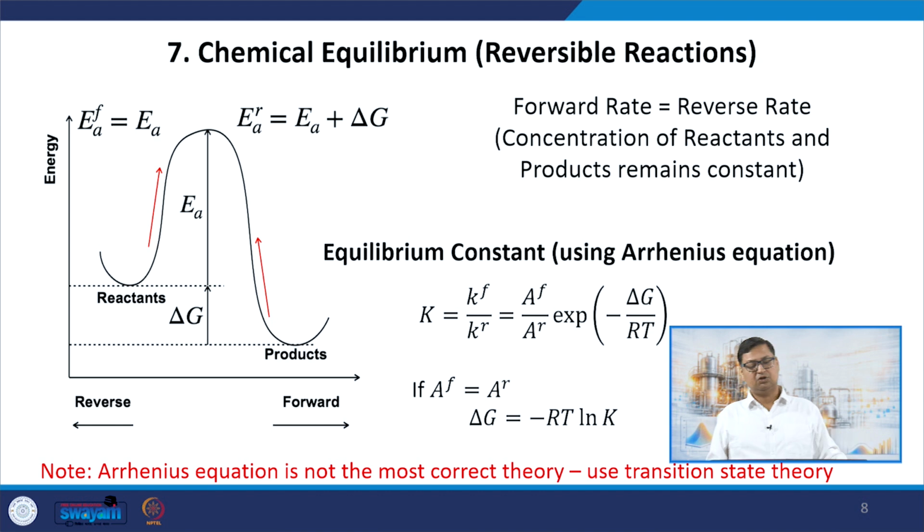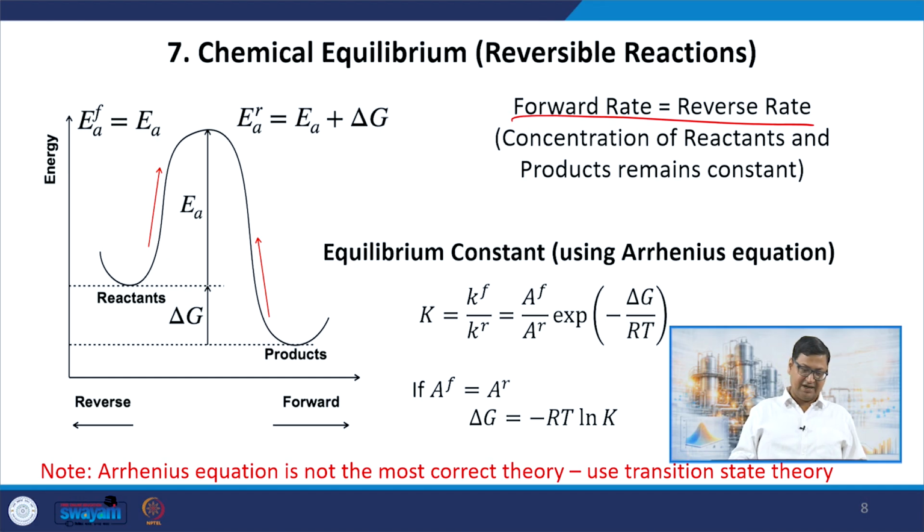Now, we come to the notion of chemical equilibrium that is defined for reversible reactions. As we have defined earlier, chemical equilibrium is reached when the rate of the forward reaction is equal to the rate of the backward reaction. And once chemical equilibrium is achieved, after that the concentrations of reactants and products remain constant.